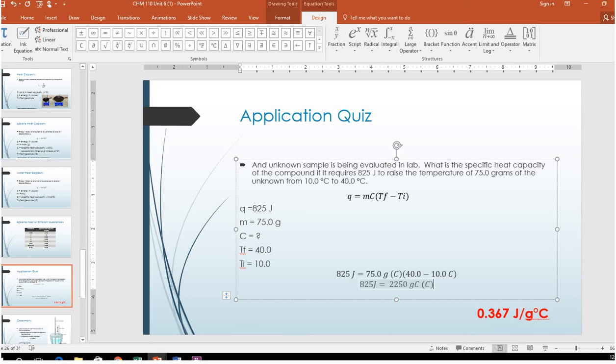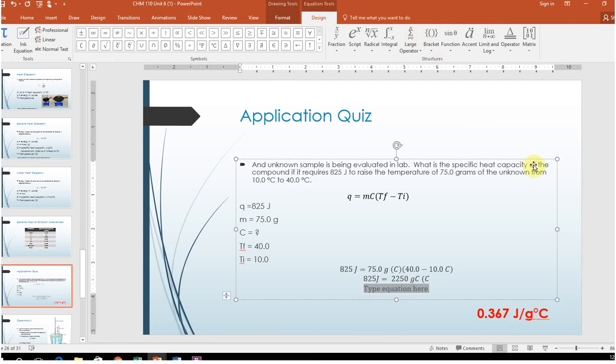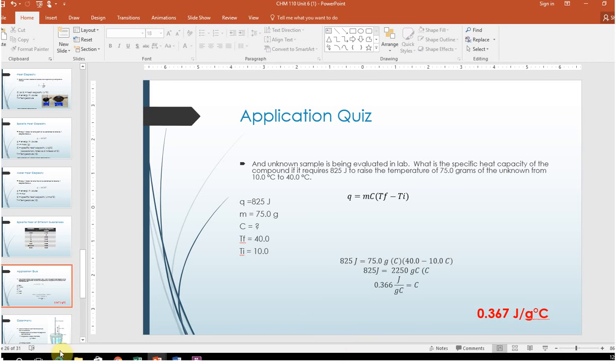So now at this point, we have both sides with a number and one variable. So to get this by itself, we're going to divide both sides by 2250. And so we are going to have 825 divided by 2250, and what it ends up being is joules divided by grams degrees Celsius. And so we're going to have the right units, which is a good thing, and you end up getting 0.366666 and so on joules per gram degrees Celsius is equal to our specific heat capacity. Okay, so that's how this would work.